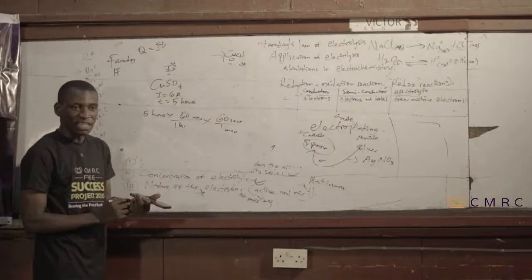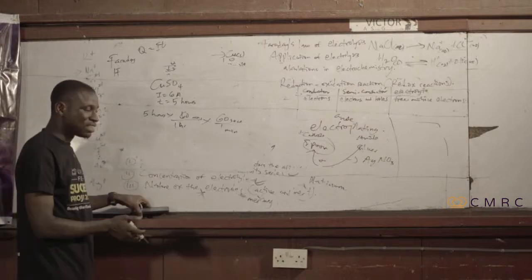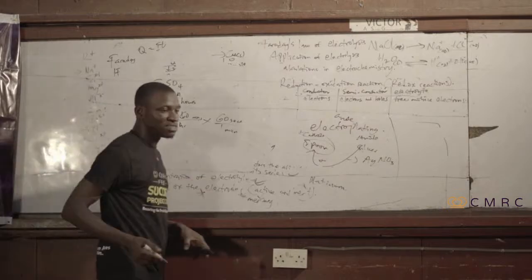So you will not be given a scientific calculator in your JAMB, so you need to be very smart to get things like this very quickly. 60 times 60, that's 3,600.